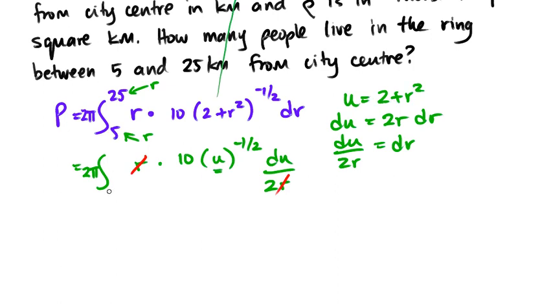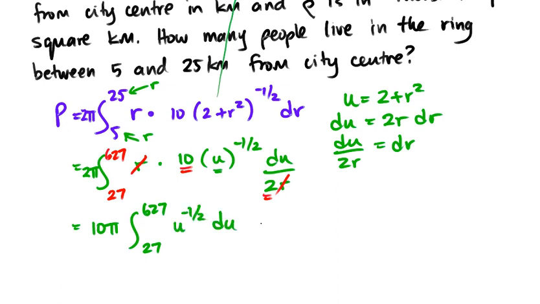So I have to take the r, square it, that's 25, and add 2. The upper r, square it, that's a pretty big value, 625 plus 2 more is 627. And I can see that I've got a 10 and I've got it divided by 2. If I deal with both of those, I think I get some cancellation happening, and I end up getting an integral of 10 pi, evaluated from 27 to 627, of u to the negative 1/2 du.